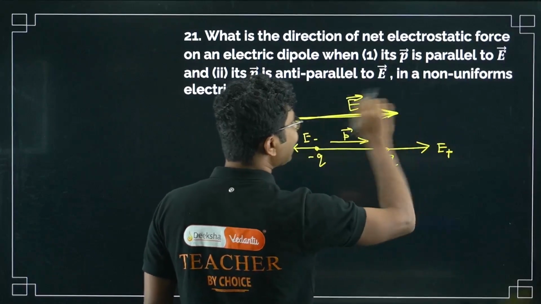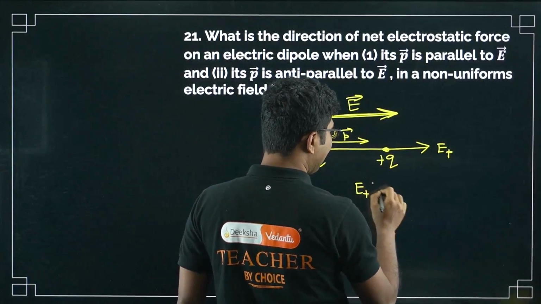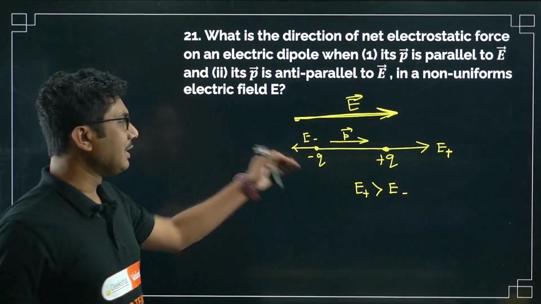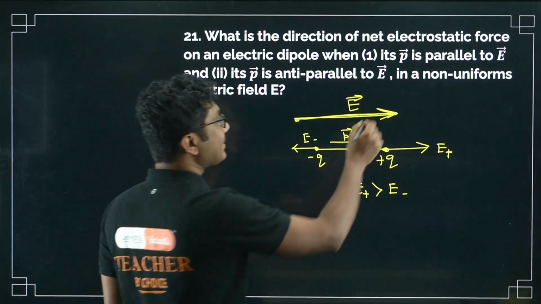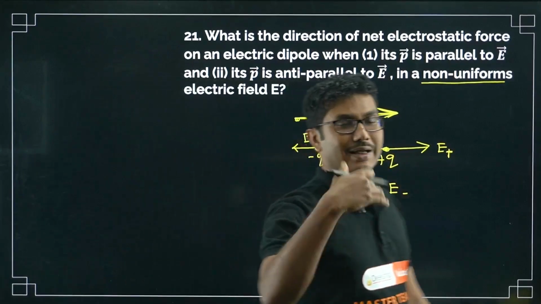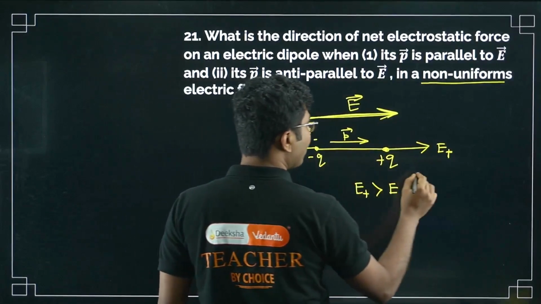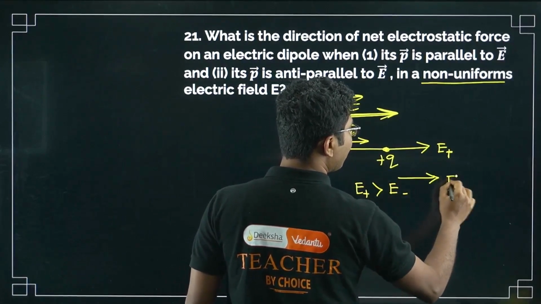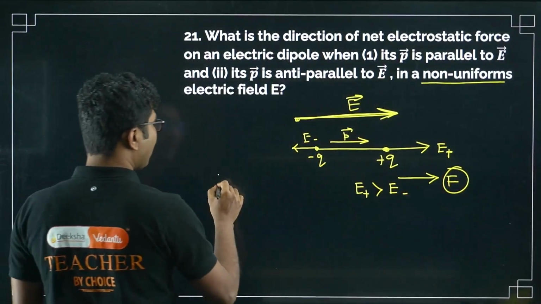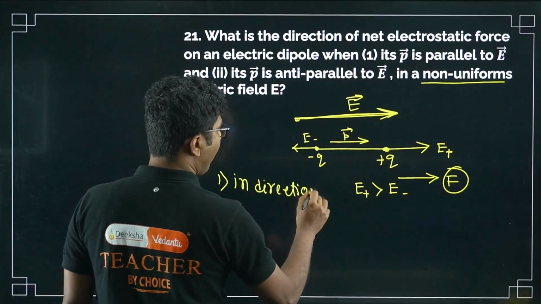Now because the electric field is increasing in this direction, F plus will definitely be greater than F minus. If it were a uniform electric field, F plus and F minus would have been equal, but they have said a non-uniform electric field, so whichever has the direction of increasing electric field in its favor will be more. So the resultant force will be in the direction of the electric field. So the first case, number 1, is in the direction of E.